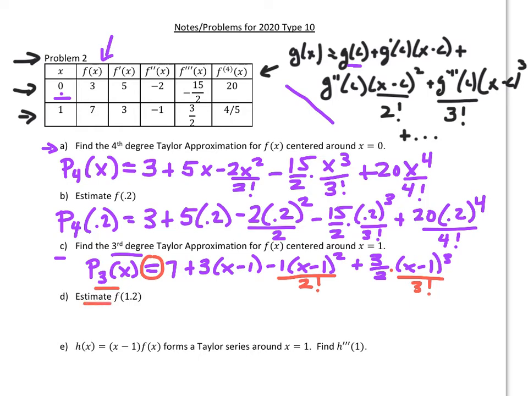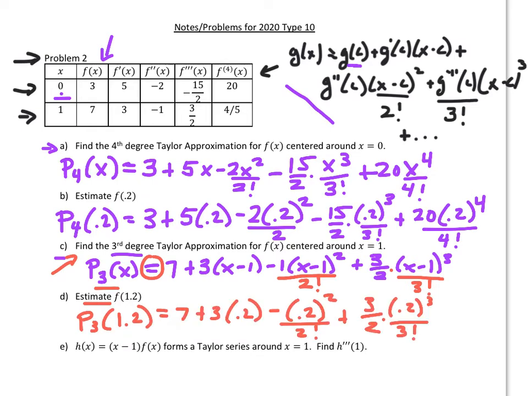Then it says estimate f of 1.2. That would be for this polynomial. Since 1.2 is closer to 1, we're going to plug it in here. So this would be P3 of 1.2 and leave it. Okay, so make sure that you just leave all these problems as such and get on to the calculus portion of this as much as you can.